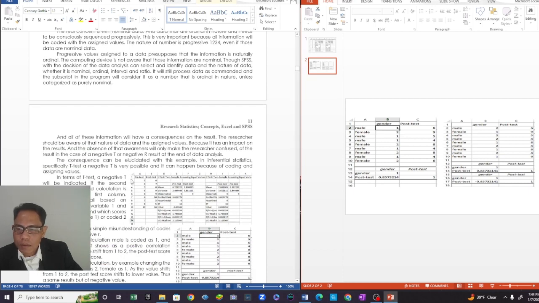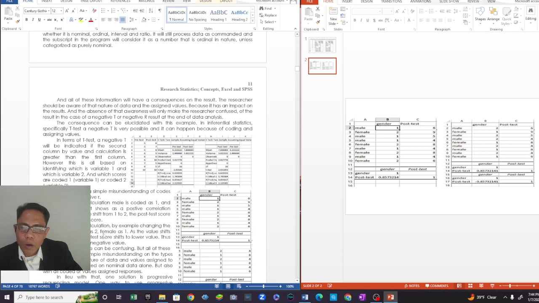A negative t will indicate that the second column's value in the calculation is greater than the first column. However, this is based on identifying which variable is 1 and which variable is 2, and which scores are coded as 1 and which are coded as 2, or variable 2. In correlation, a simple misunderstanding of the codes can result in a negative r.